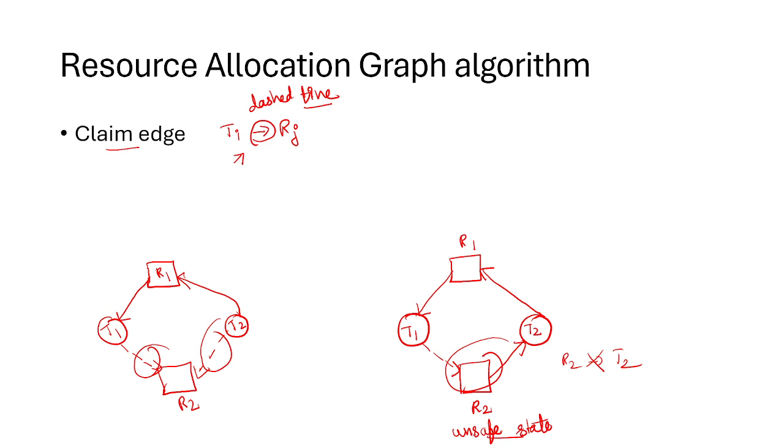So these are the two algorithms for deadlock avoidance. Next, in the next video, we discuss the banker's algorithm.